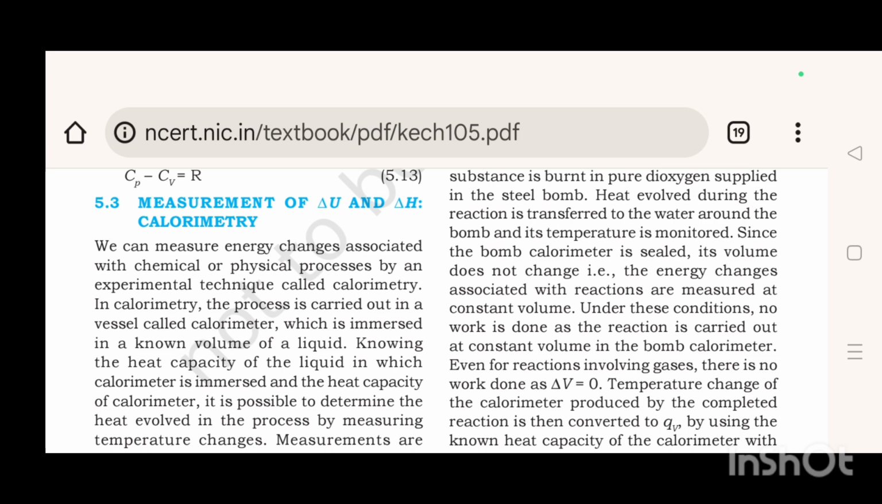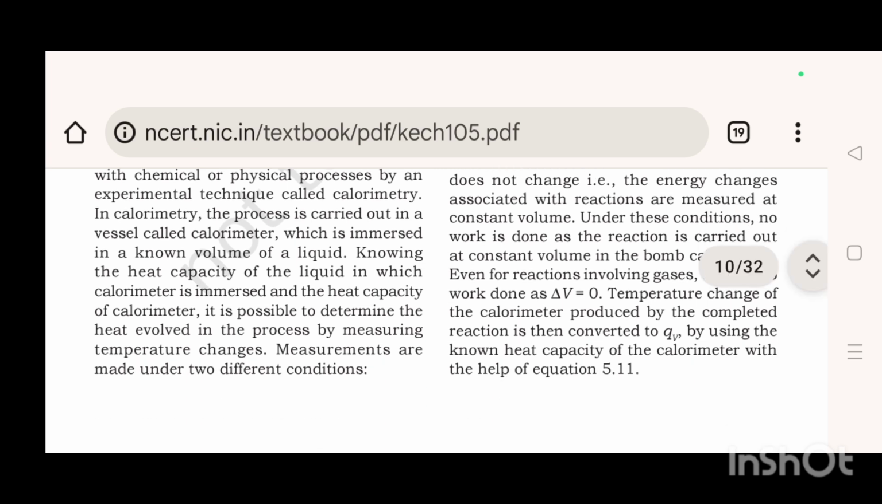Since the bomb calorimeter is sealed, its volume does not change. That is, the energy changes associated with reactions are measured at constant volume. Under this condition, no work is done as the reaction is carried out at constant volume in the bomb calorimeter. Even for reactions involving gases, there is no work done as delta V equal to 0.